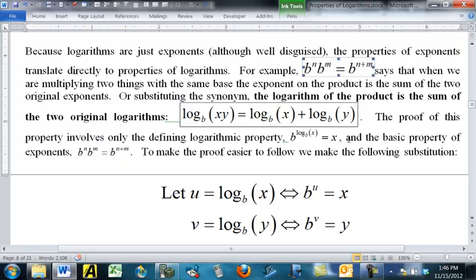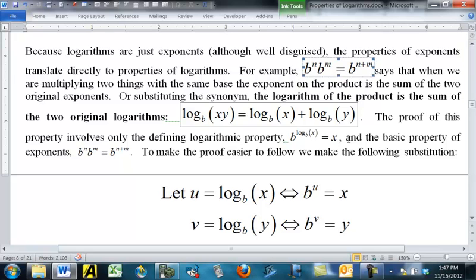If we multiply two things together with the same base, we keep the same base and we add the exponents. Let me rephrase it. The exponent on the product, when we're multiplying these two things with the same base, is the sum of the two original exponents. Let me say it again. The power on the product is the sum of the two powers.